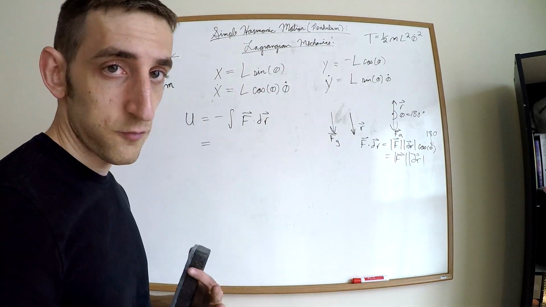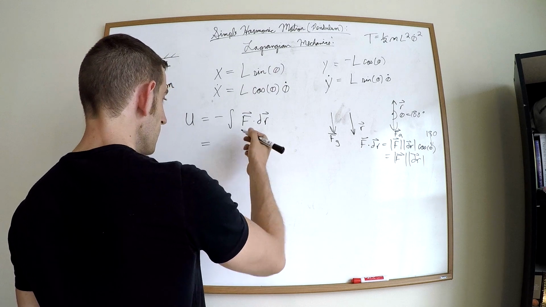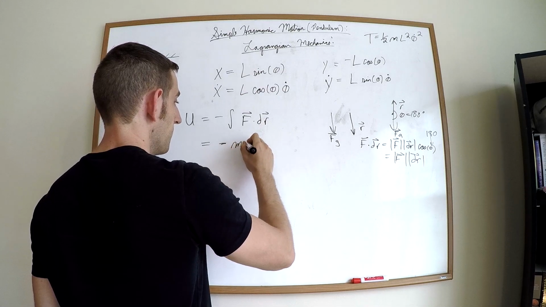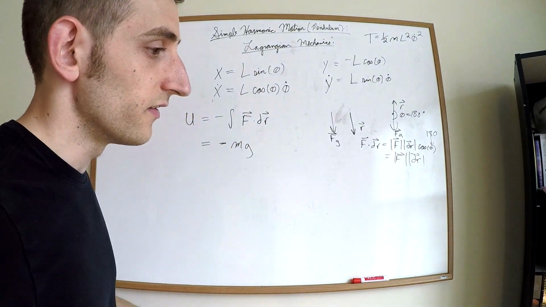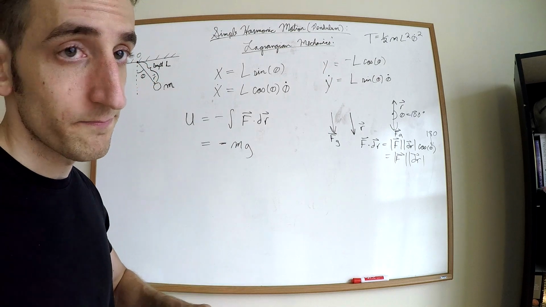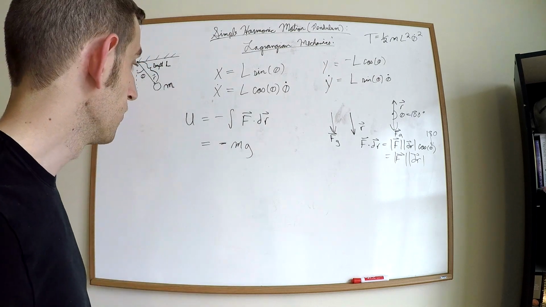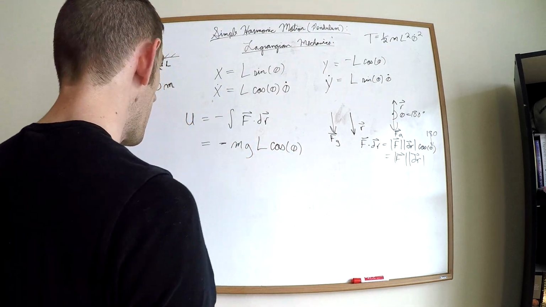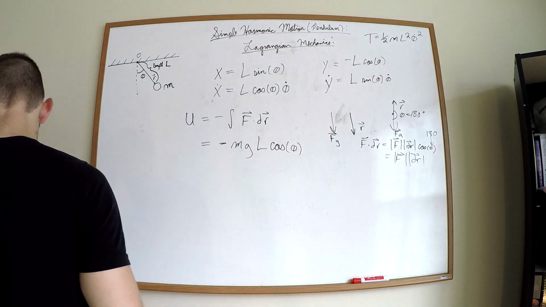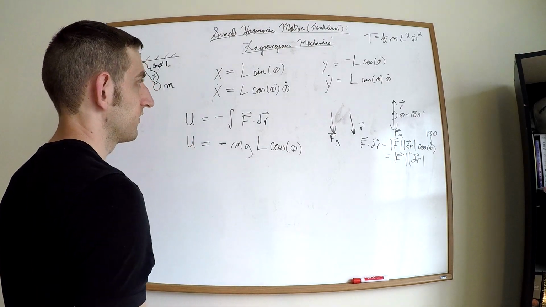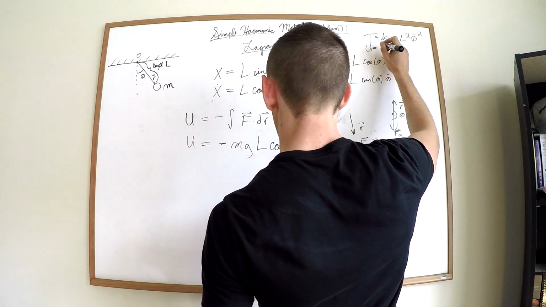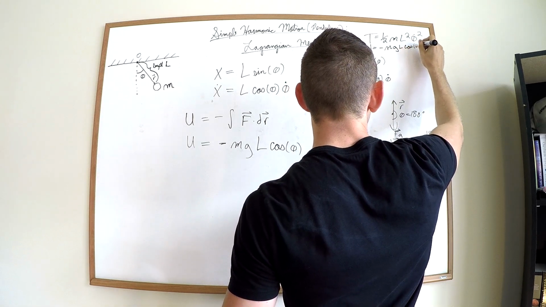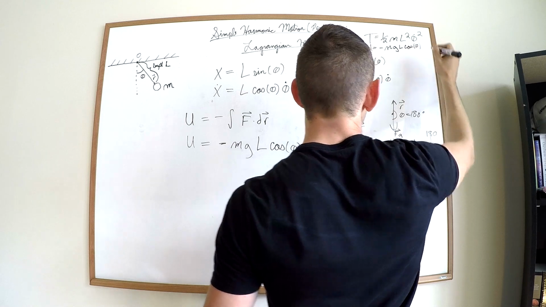What is our force? So our force is negative mg. What is the distance we traveled? The magnitude is L cosine theta. That is our U. Okay? That's our U. Very important quantity. Let's write that up here. All right? That's the U we get.